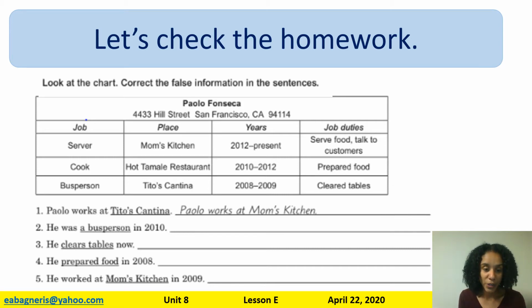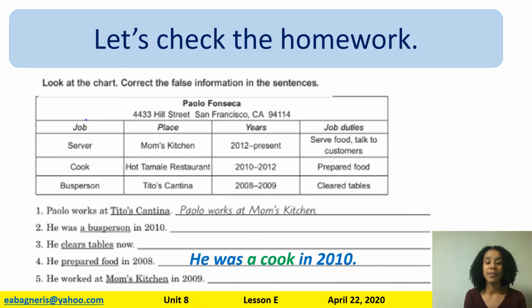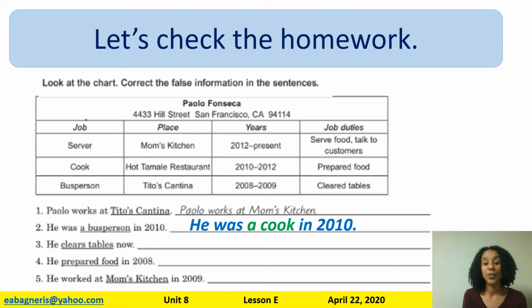Let's look at number 2. He was a bus person in 2010. When we look at the chart, we have to find his job in 2010. And I see from 2010 to 2012, he was a cook. He wasn't a bus person. So to fix number 2, we're going to write he was a cook in 2010. You can see that I put the correction in green. The rest of the answer is in blue.